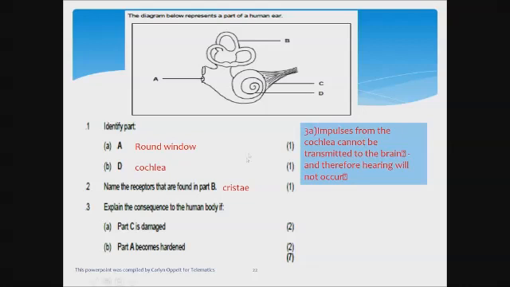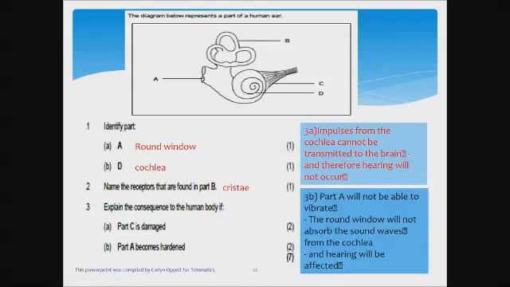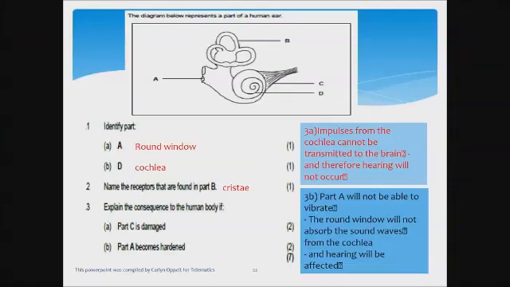And part A is the round window. What happens if part A becomes hardened? You will have these echoes that we talked about. It won't be able to transfer the vibrations to the middle ear and out down the eustachian tube. Quite interesting. So please know the statement and the reason for that as well. That is where that comes in.